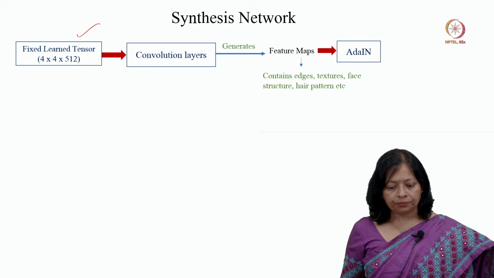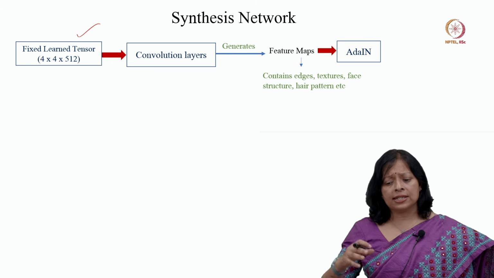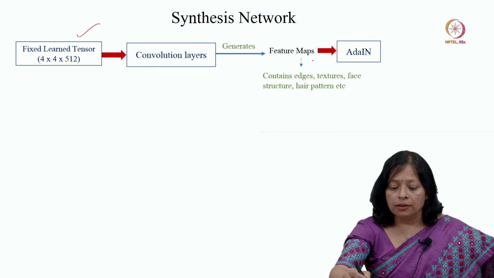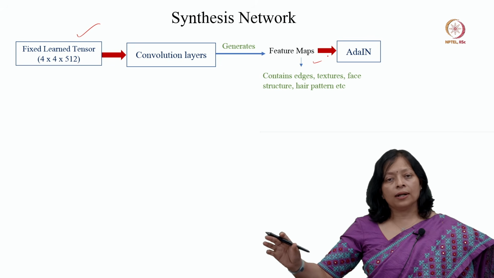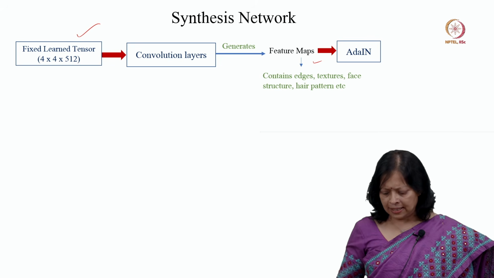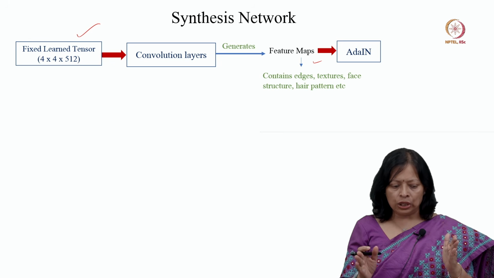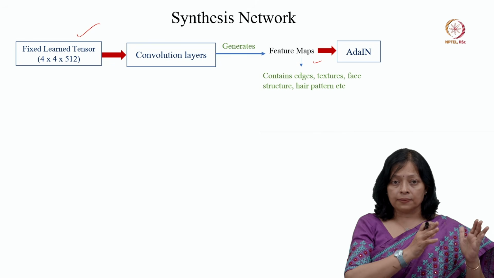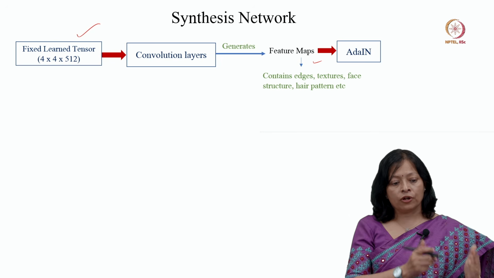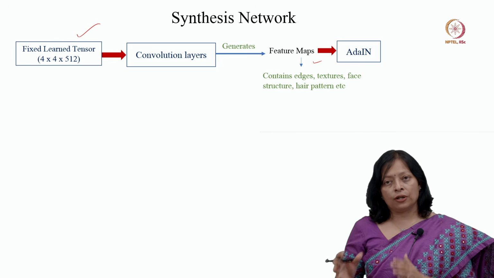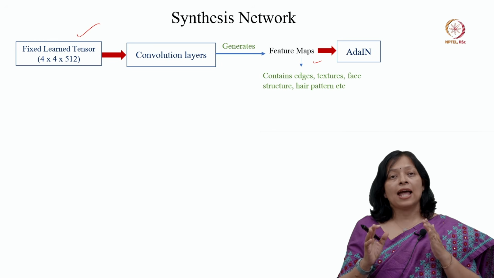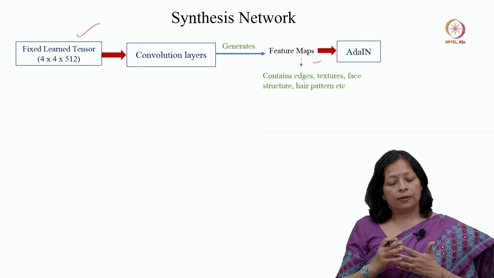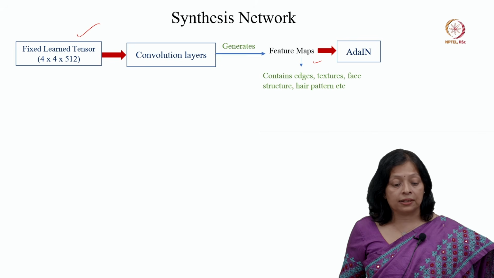These feature maps contain the edges, textures, face structures, everything. I will talk about the function of AdaIN a few minutes later. Till now, let us just have a look. This is the synthesis network, which is different from the mapping network. The synthesis network starts its work from this fixed learned tensor and goes to the convolution layers. There are 18 convolution layers, and they generate feature maps which have the edges, textures, structure of the face, hair pattern, everything.